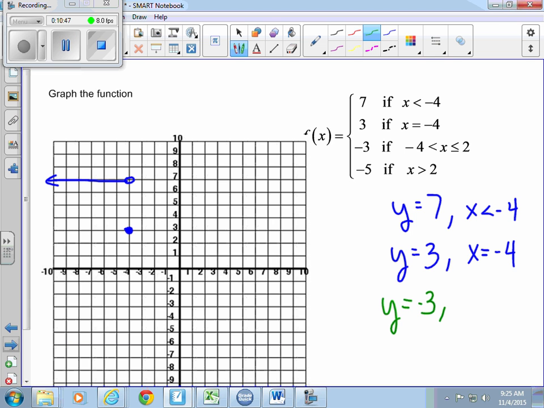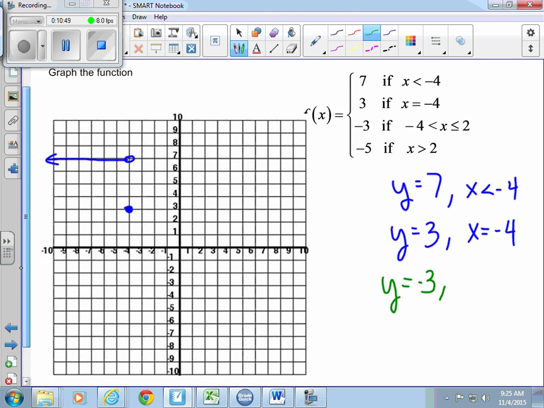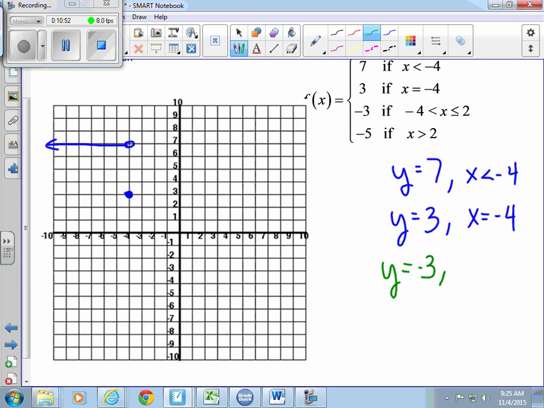I'm going to graph a horizontal line, y equals -3, when x is between -4 and 2. Why did I do open circles on that? Oh, one of them should be filled in. Why did I do an open circle on the left? Because it's not an or equal to, and then on the right, sorry. Any questions about that part?